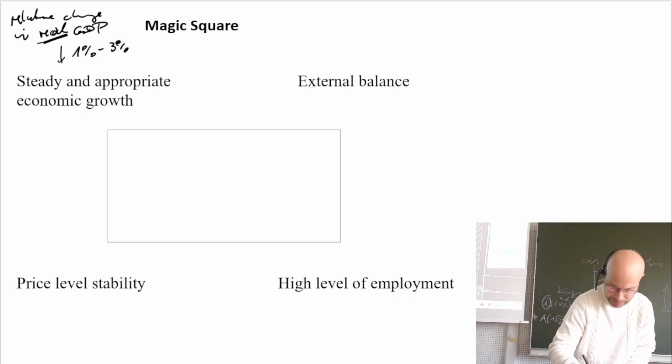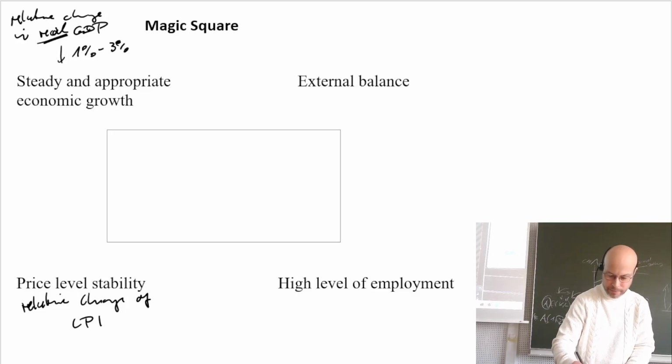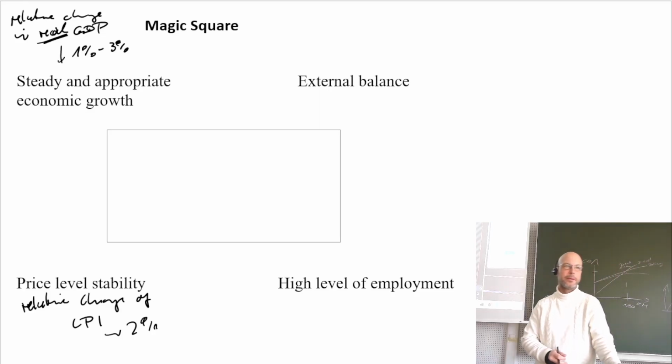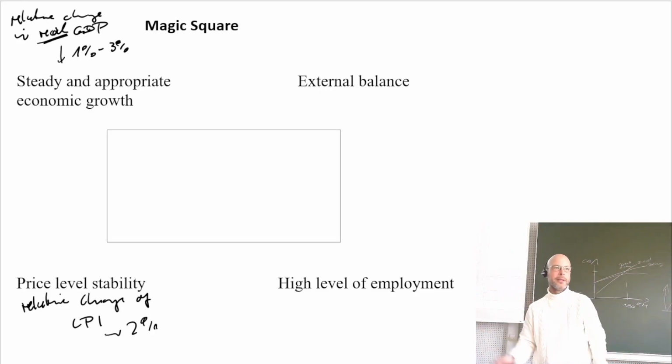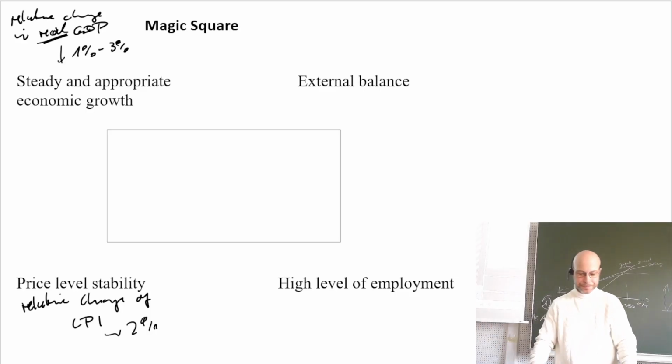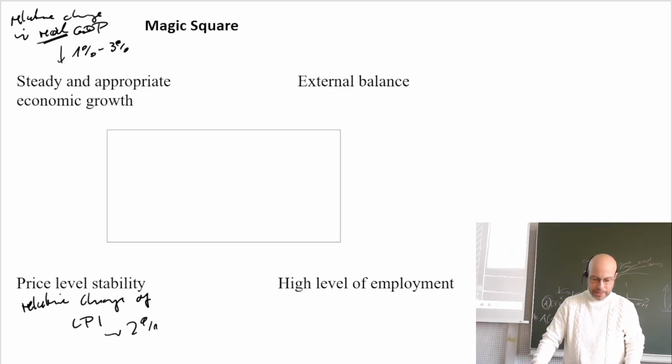Price level stability, relative change of CPI, and in Europe 2%. Those who were in the talk, Lucas also talked about this policy aim of 2% of the European Central Bank.